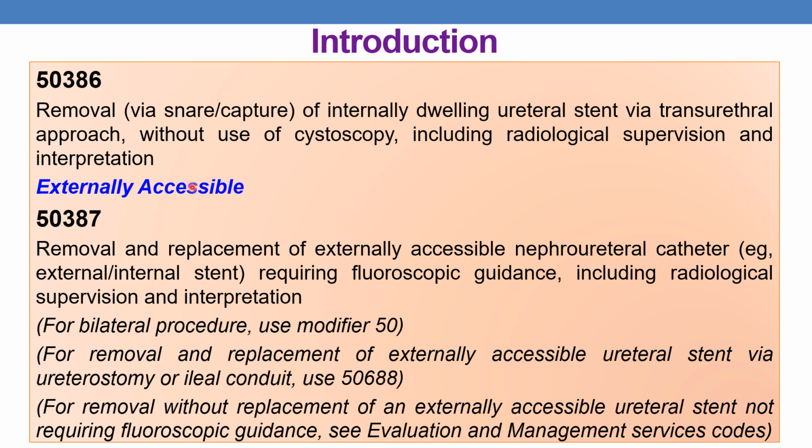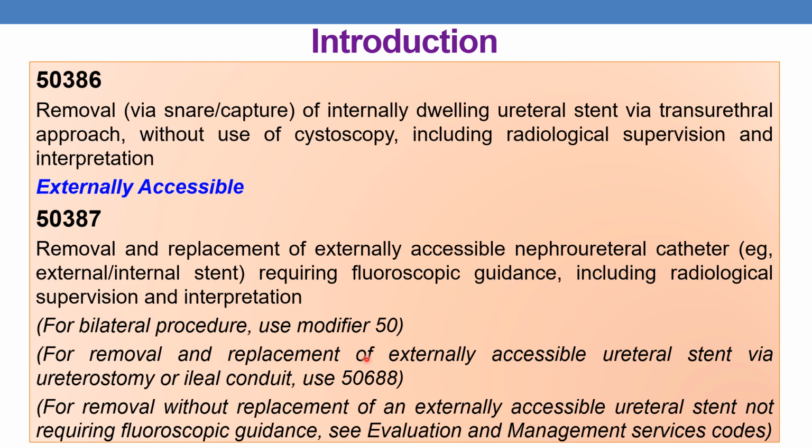Next is externally accessible. Previously it was internally dwelling. Now externally accessible. The first CPT is 50387. Removal and replacement of externally accessible nephroureteral catheter, for example, external or internal stent requiring fluoroscopic guidance, including radiological supervision and interpretation. For a bilateral procedure, you need to use modifier 50.